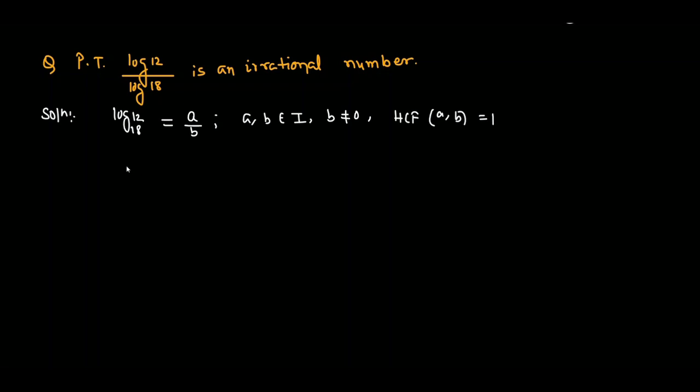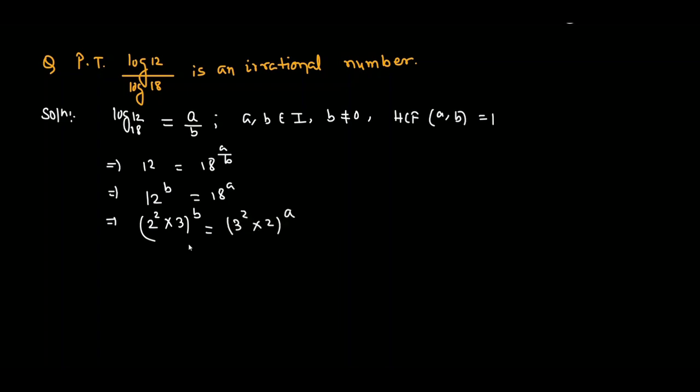Now this will imply 12 is equal to 18 to the power a by b, by the definition of log. So 12 to the power b is equal to 18 to the power a. Now we can factorize 12 and 18: (2 square into 3) whole power b is equal to (3 square into 2) whole power a. This we can write as 2 to the power 2b times 3 to the power b equal to 3 to the power 2a times 2 to the power a.